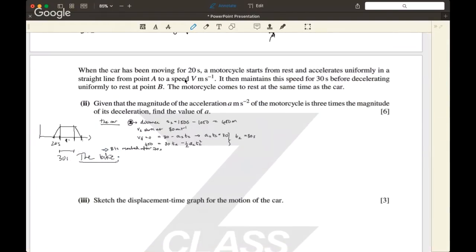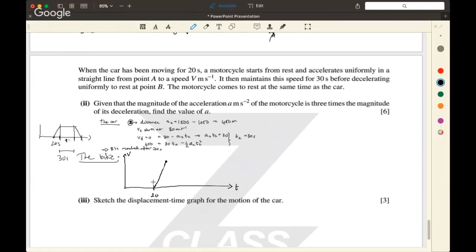So for the bike, I'm going to draw a more detailed diagram here. If this is our velocity time graph, we have it starting at 20 seconds. It accelerates. Remember, this is velocity time, so the slope of this graph is acceleration. And we're saying that its magnitude of acceleration is A.